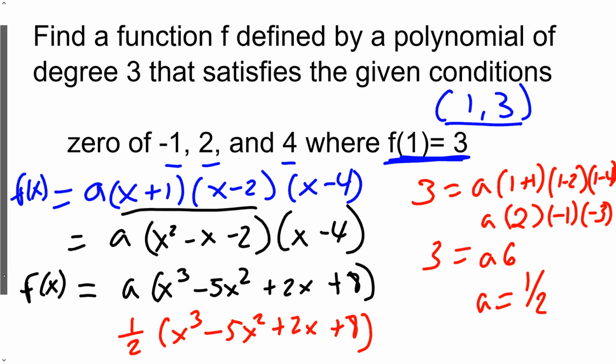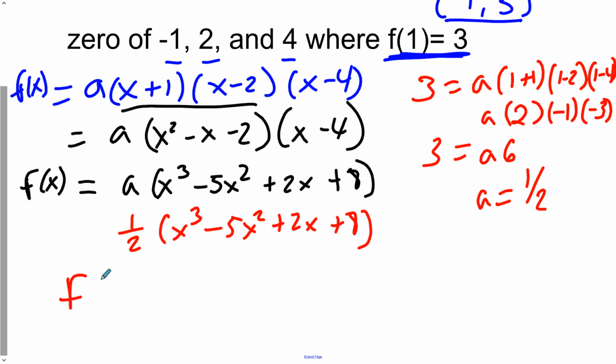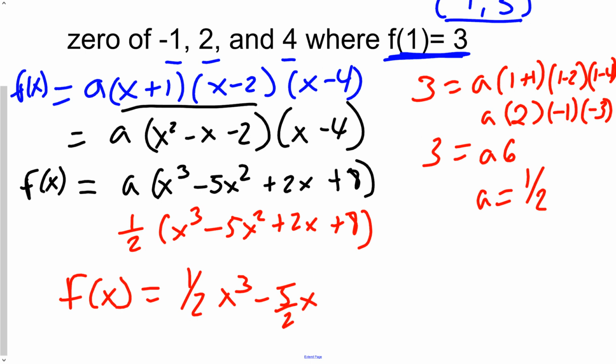Now we can go ahead and distribute that 1/2, and we get our polynomial function 1/2 x cubed minus 5/2 x squared plus 1x plus 4. So there's a degree 3 polynomial going through that point. If I didn't have that point there, then I would just stop right here at this polynomial. But we're getting more specific because here's a point that I want to go through.